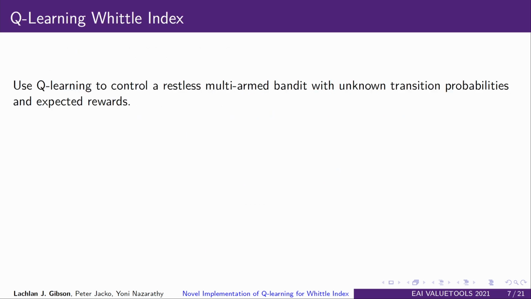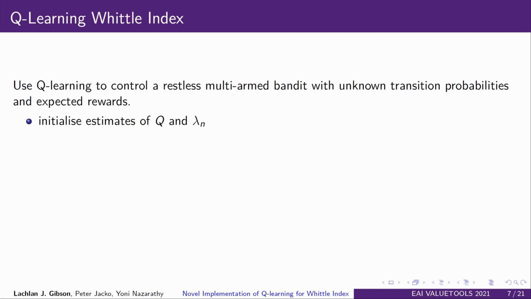Remember that computing the Whittle index looks at the related subproblem of controlling a single project and maximizing profit, while the original problem is to control a system of many restless projects. Q-learning provides a way to simultaneously solve the subproblem while controlling a full system of projects with unknown transition probabilities and expected rewards. The general procedure works as follows.